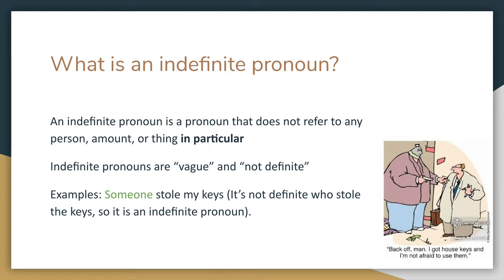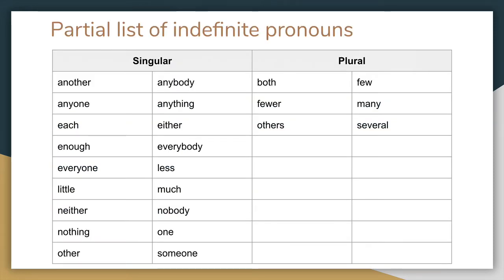Well, an indefinite pronoun is a pronoun that does not refer to any specific person, amount, or thing, nothing in particular. Indefinite pronouns are vague and not definite, hence the term indefinite. An example would be something like, someone stole my keys. Since we don't actually know who that person is, it's not really definite who took them, that is referred to as an indefinite pronoun.